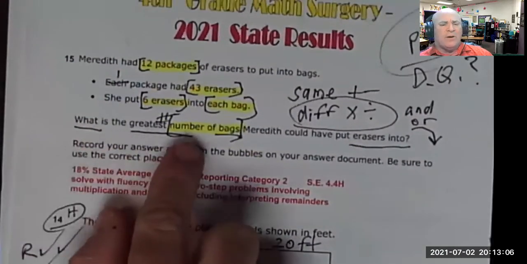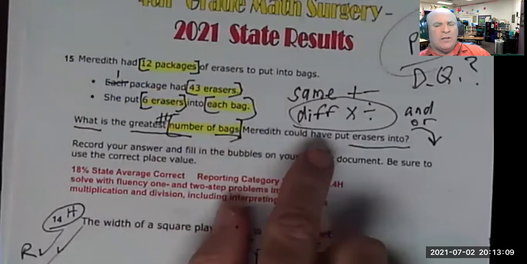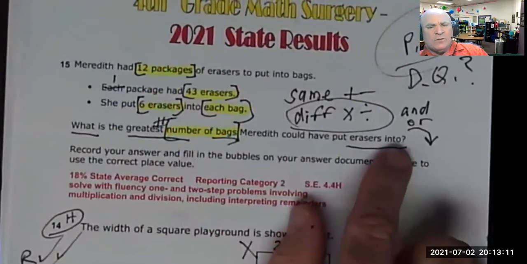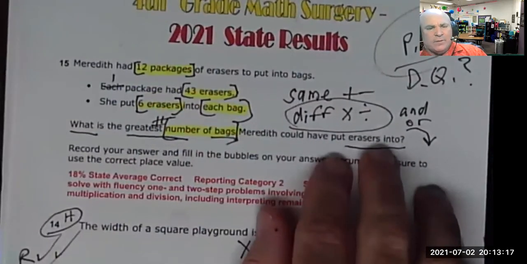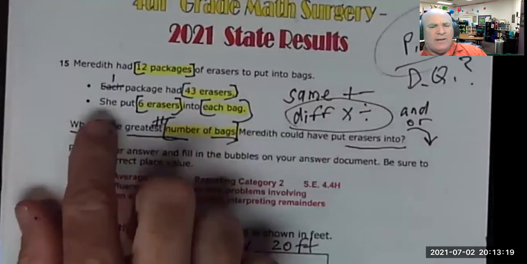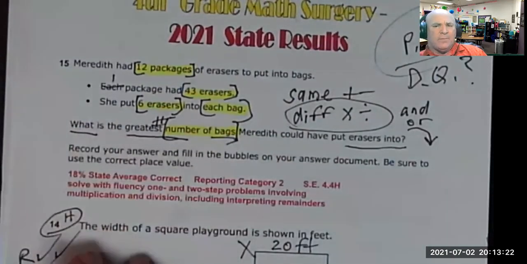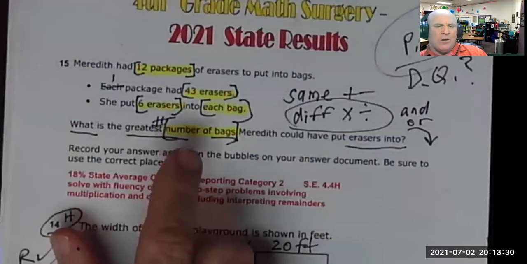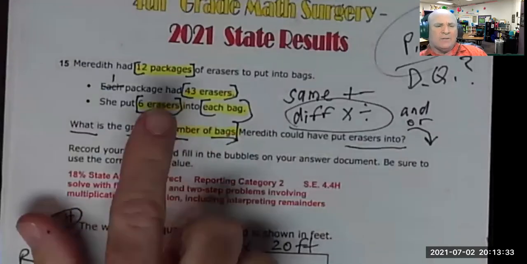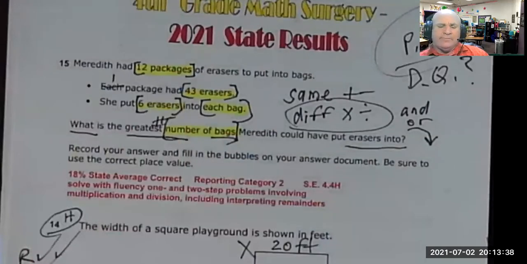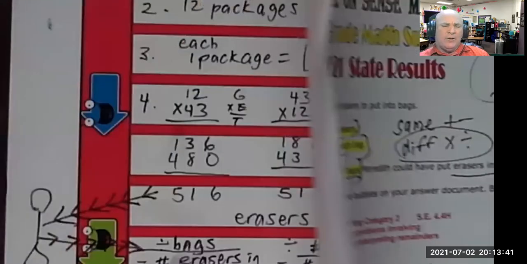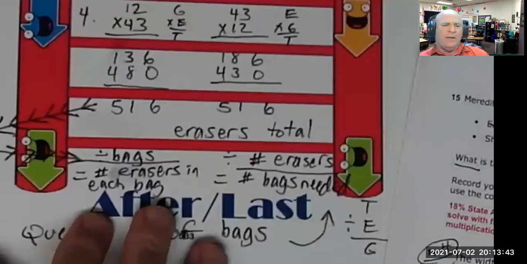What is the greatest number of bags that Meredith could put the erasers into? As soon as you see that you're putting something into something, that means you're separating them. Before I'm able to find out how many bags I need, I've got to find out how many erasers there are to put in bags in groups of 6. So I have to understand two different ways.